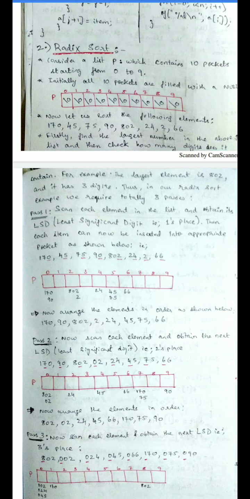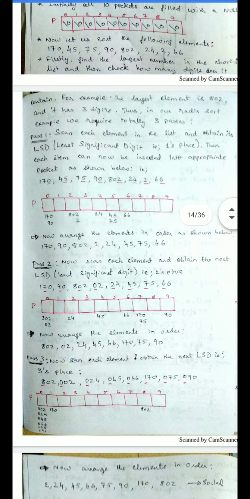Next I select the next least significant digit. Now I move to the third position. Previously it was the second digit, now the first digit. For 802 you select 8; for 2 you add a prefix 0, so it is 0. Next 024, 045, 066. So everywhere the first digit is selected. Now, if I rearrange, what happens?